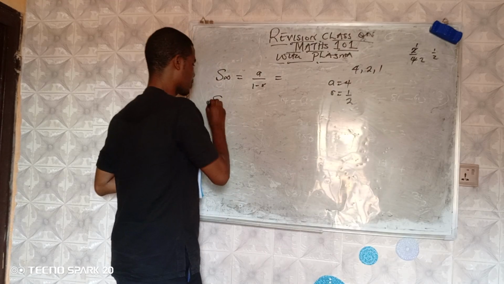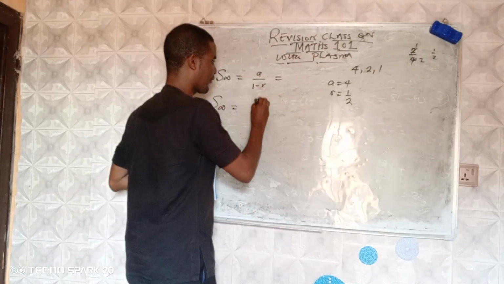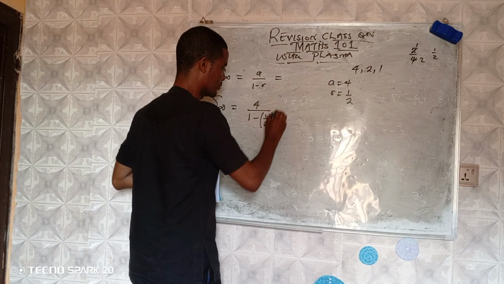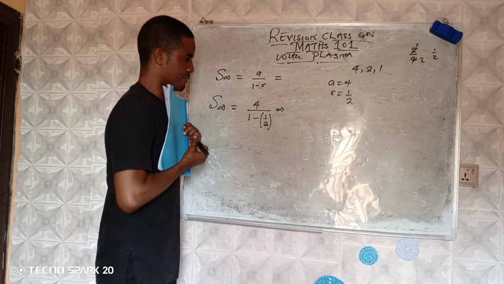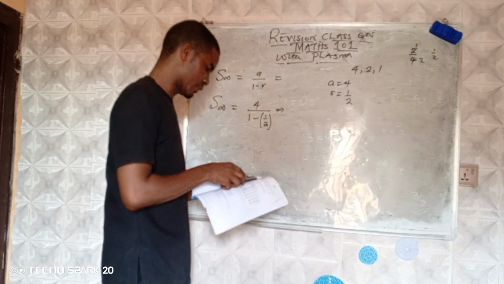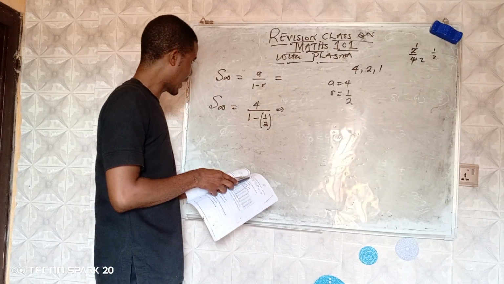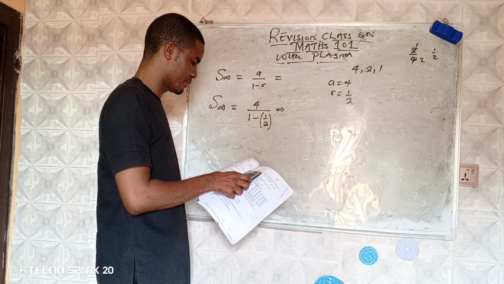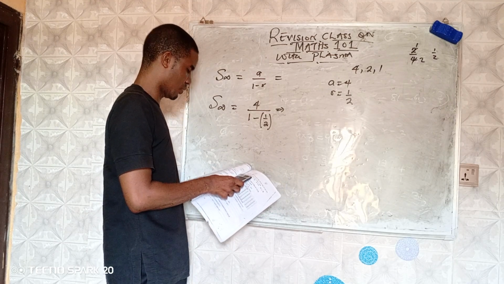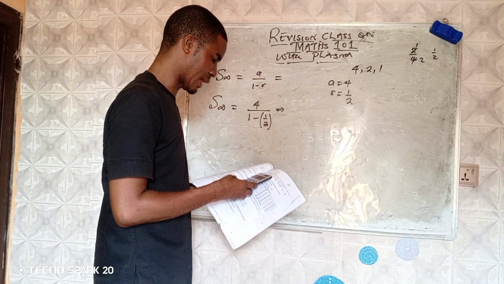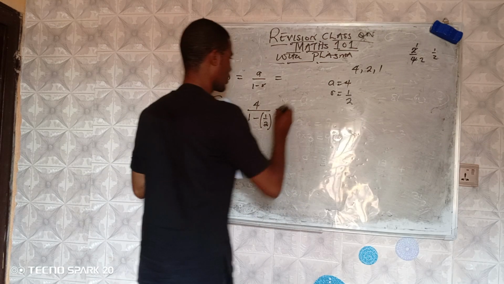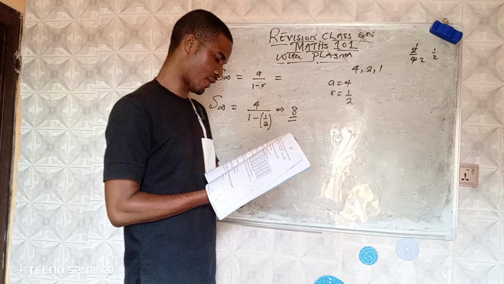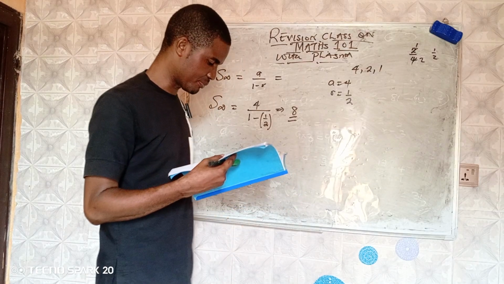So if I bring it to sum to infinity, I'll have 4 over 1 minus 1 over 2. My calculator will do that for me. I have 4 over 1 minus 1 over 2, and that will give me 8. Sum to infinity is what? 8. And that is option B. Option B is 8.